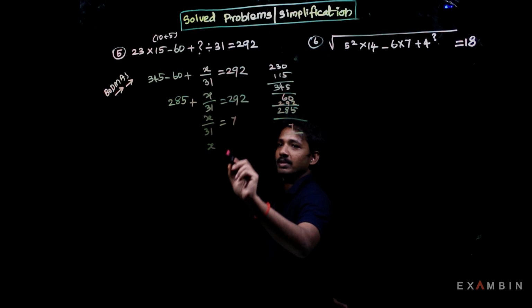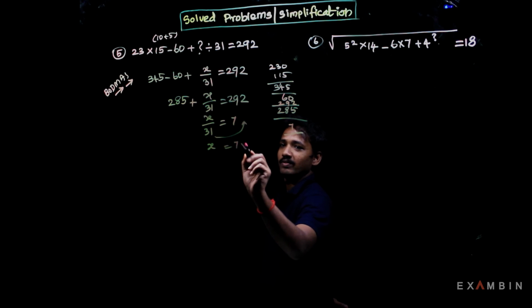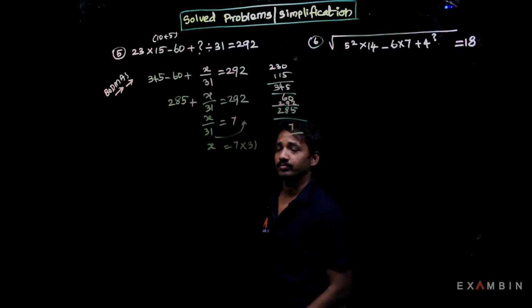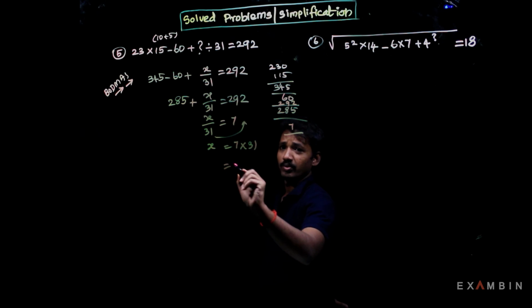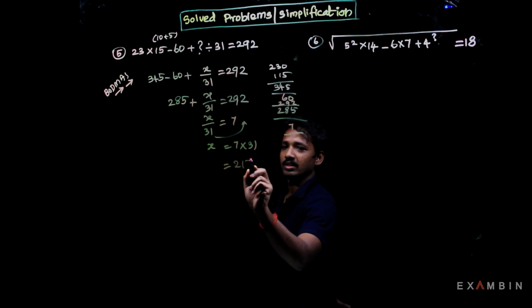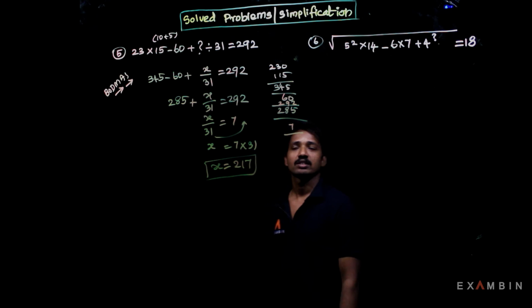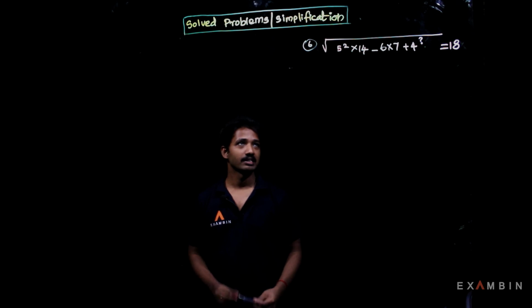So next step, x is equal to, taking this 31 here, 7 into 31. 7 into 31, 3 7s are 21, so 210 plus 7, 217. So x will be 217. Next, we will now see the last example and then proceed to the conclusion of these simplification problems.